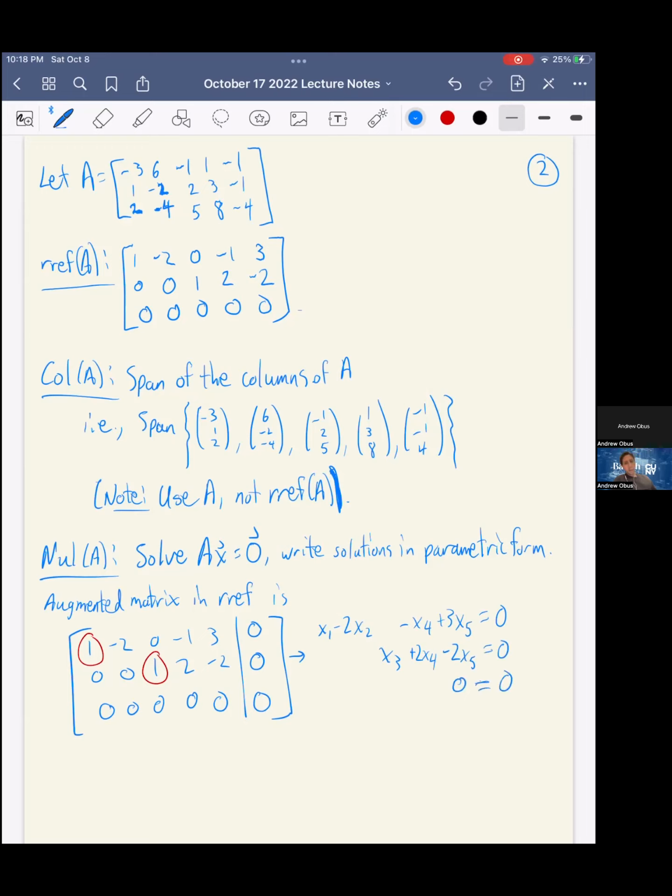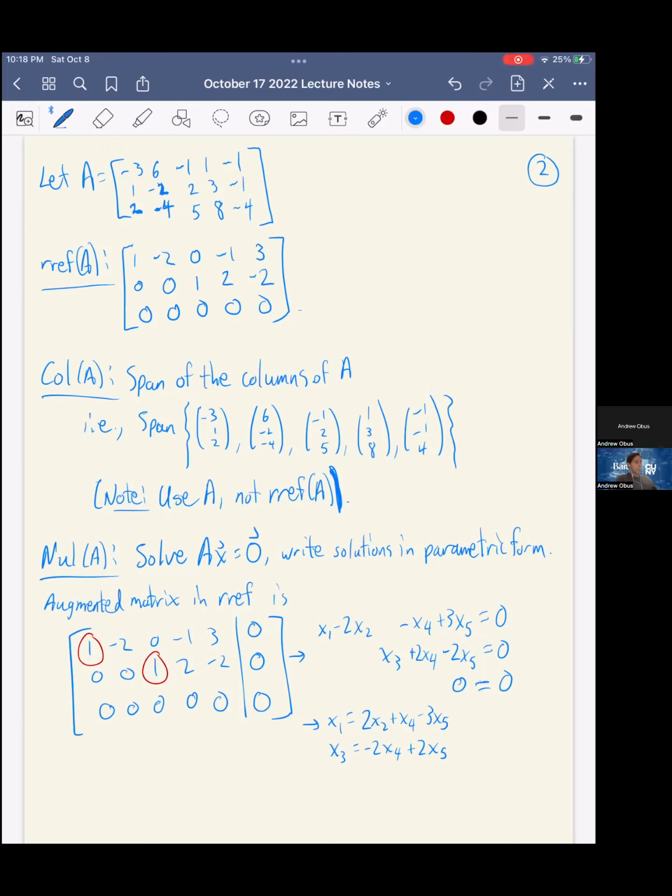And so if we solve for the pivots in terms of the non-pivots, that gives us that x1 is equal to 2x2 plus x4 minus 3x5. And likewise, x3 is equal to minus 2x4 plus 2x5, right? We're just isolating x1 and x3 over here.